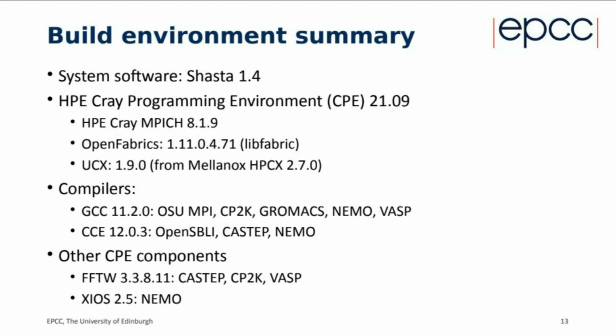In terms of compilers, some of the codes were built with GCC 11.2 and some of them with the Cray compiler environment 12.0.3. And other components we use, such as FFTW, and the NEMO benchmark also uses XIOS for the I/O output. But we try to be consistent, particularly in terms of the transport protocol versions used for all the benchmarks, so we're comparing like with like, and we try to be as consistent as we could with compilers and all the libraries.